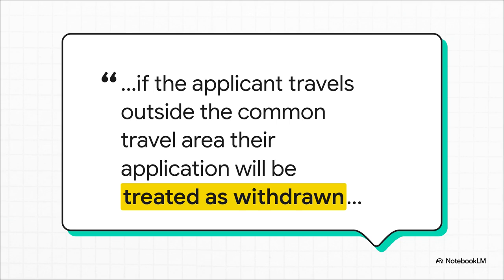Look, here's a perfect, almost painful example of just how strict these rules are. This is from paragraph 34K, and it's a classic trap. If you've applied to stay in the UK and then you travel abroad before you get a decision, your application is automatically withdrawn. Poof, gone. It just shows you how high the stakes are and how one tiny procedural mistake can undo everything.